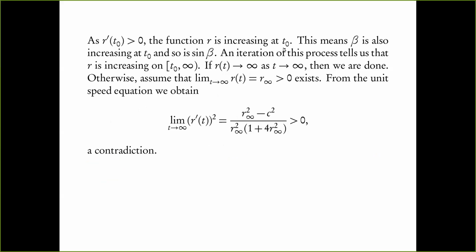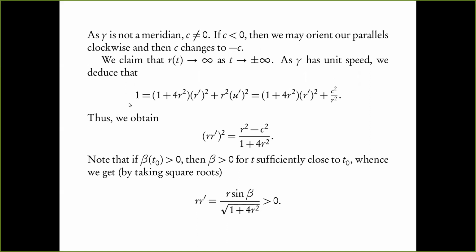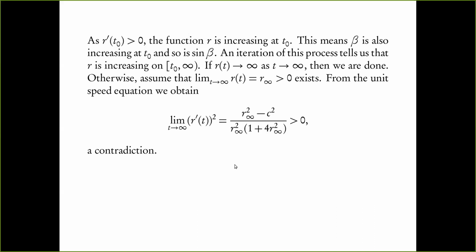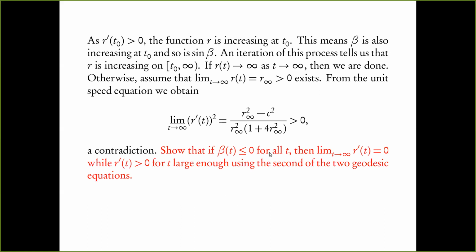Well, we started off with the assumption that beta is bigger than 0 at some point t0. Okay. So that it's increasing and so on. So what if this is not true? This was the assumption, right? If I go back, this was the assumption. If beta t is bigger than 0, then all of these happen. What if that's not true? Well, if that's not true, that means beta t has to be less than or equal to 0 for all t. But then you can show that the limit of r prime t is going to be 0.